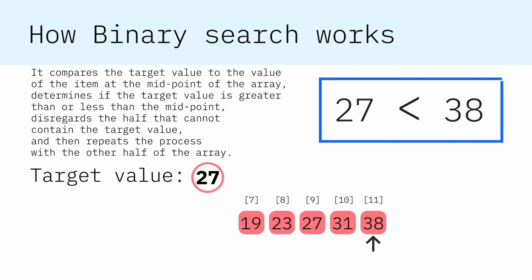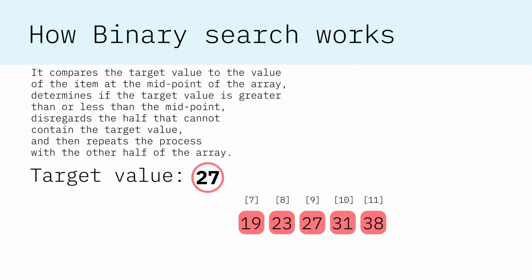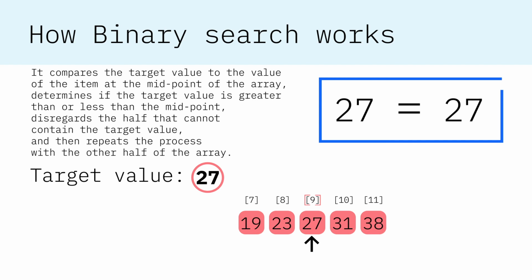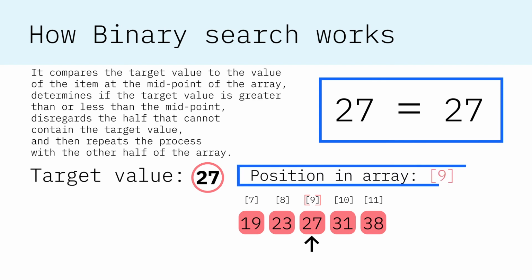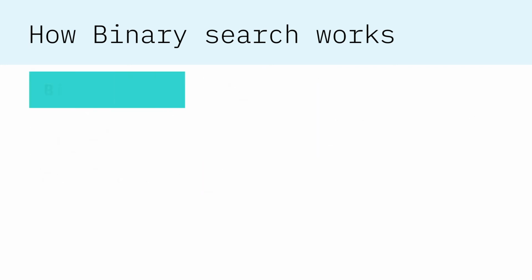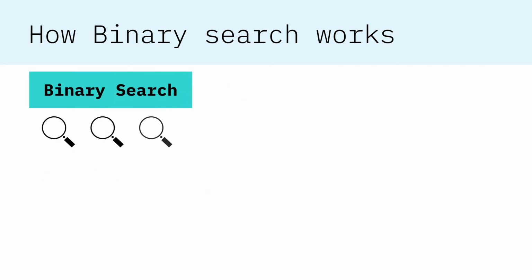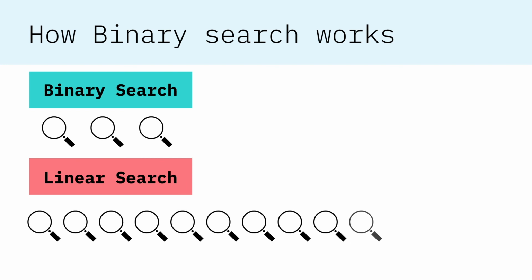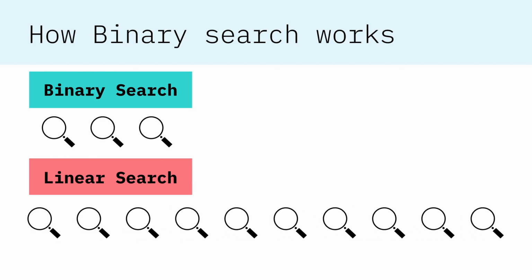the process repeated. In the next iteration, the new midpoint is determined to be 27 and compared to the target. 27 is our target value, so the algorithm reports the element found. Binary search took 3 iterations to find the target. A simple linear search would have taken 10.